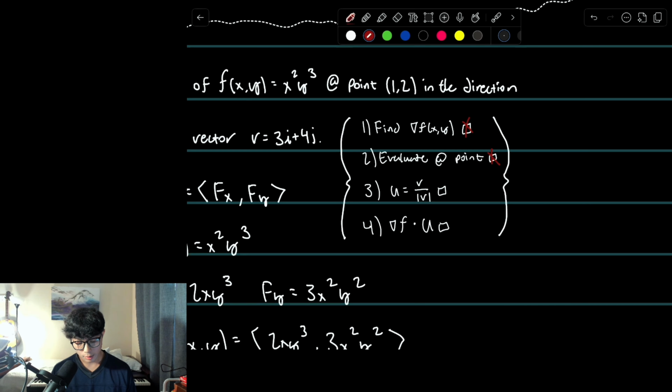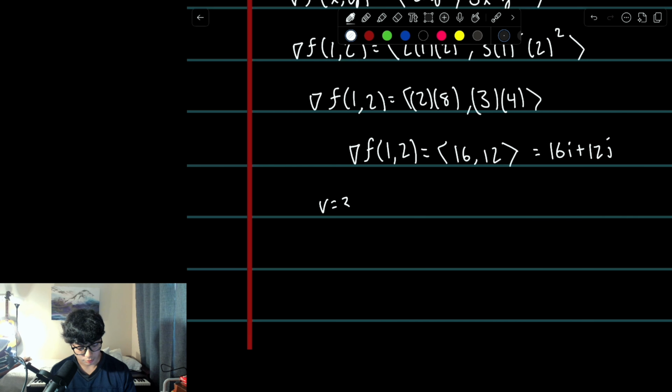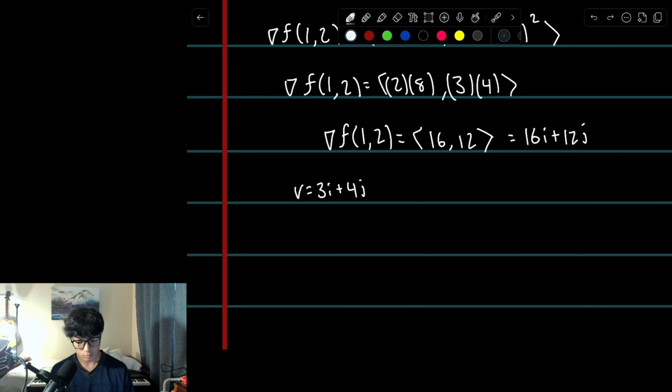Now our third step is to find the unit vector. And since we're given the direction of the vector v equals 3i plus 4j, which I'll write down here, we have to turn this into a unit vector, which was what I was saying earlier with normalizing the vector given. Now again, sometimes you can be given the unit vector itself on the test, but just remember, if you are given a vector, normalize it or turn it into a unit vector. Same thing.